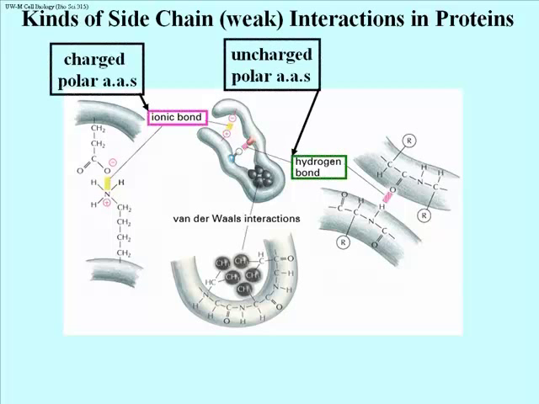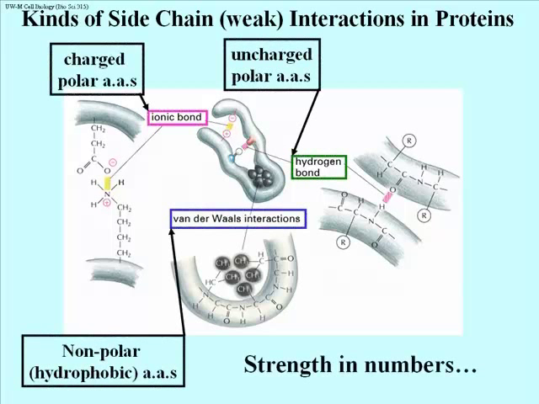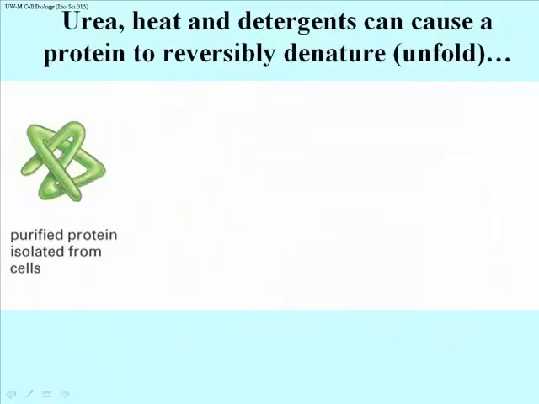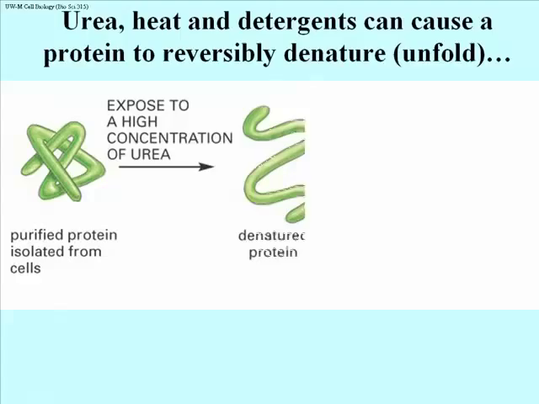So here they are. And this emphasizes strength in numbers. All of these interactions individually are very weak, but when you have many of them, the three-dimensional structure of proteins, for example, is in fact very strong. So strength in numbers. We can denature proteins, that is, disrupt those weak bonds. Here is urea denaturing a protein. And by denature, we mean unfold, basically disrupt all of the van der Waals forces, the ionic interactions, the hydrogen bonds that are holding this three-dimensional structure together.